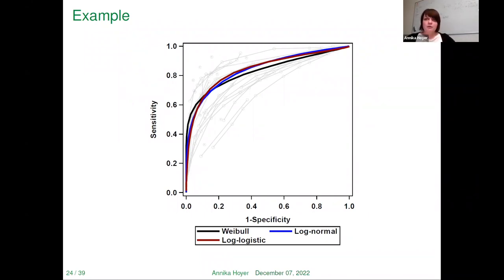If we now use our approach based on log normal and log logistic distributions, we get the ROC curves shown here. The gray lines in the background are the ROC curves from the original studies, and our black, red, and blue lines are the results from our model. And we see it worked quite well in practice. So it can be seen as something like an average of the ROC curves from the original studies. And the advantage of the approach is that we use all available information. And now it's possible to determine sensitivity and specificity at specific thresholds.